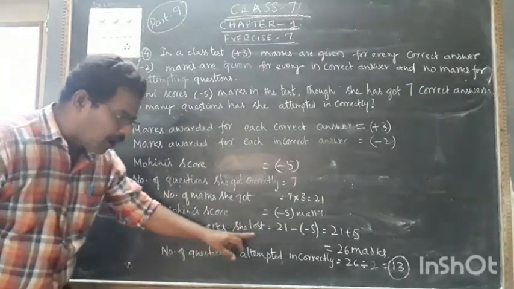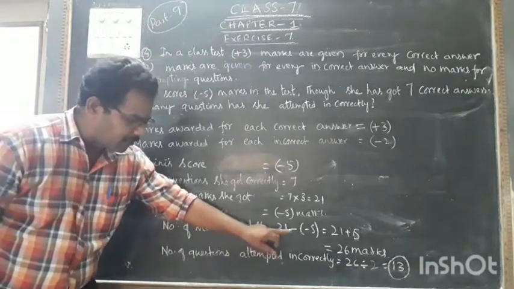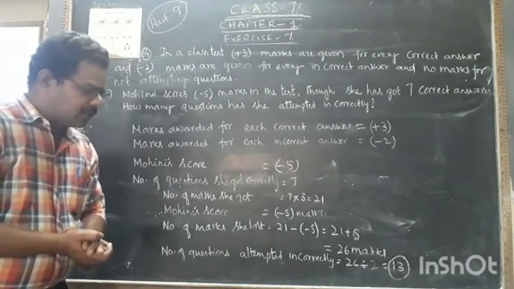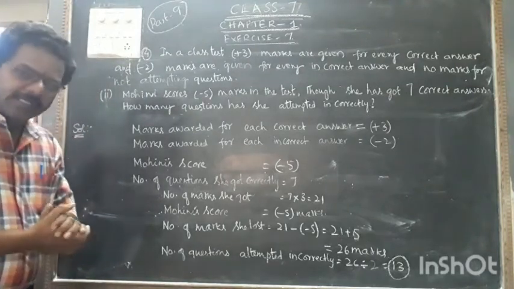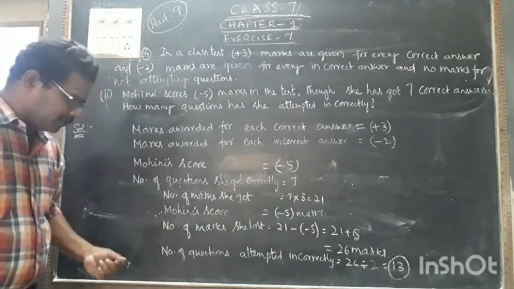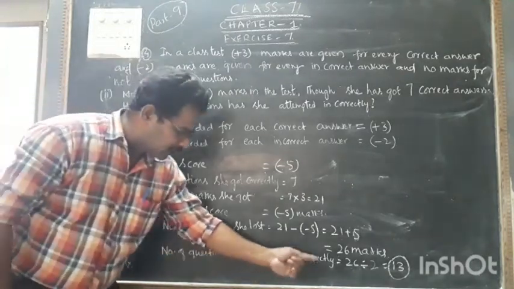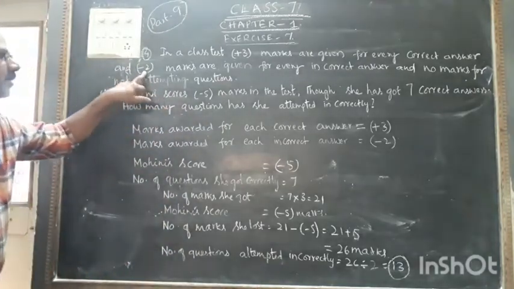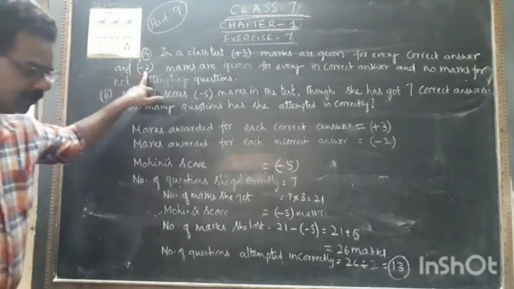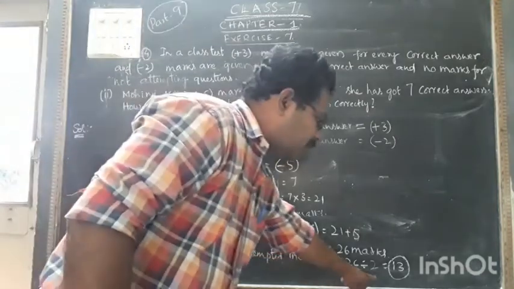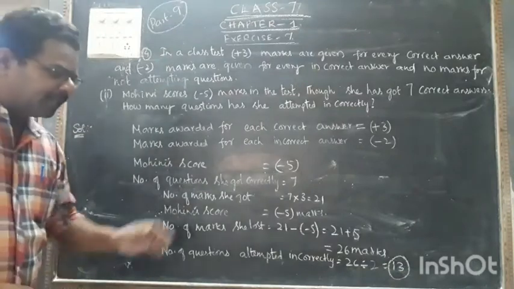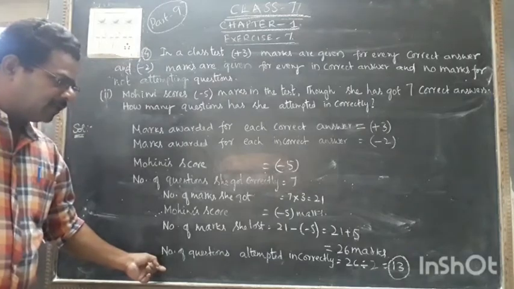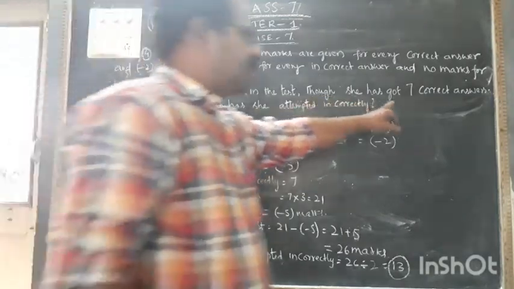Number of marks she lost is equal to 21 minus of minus 5, which is equal to 21 plus 5. That means 21 plus 5 is equal to 26 marks. She lost 26 marks. Therefore, number of questions attempted incorrectly is equal to 26 divided by 2, because for each incorrect answer, 2 marks are deducted. So, 26 divided by 2 is equal to 13. That means totally 13 questions she attempted wrongly and she correctly attempted 7 questions.